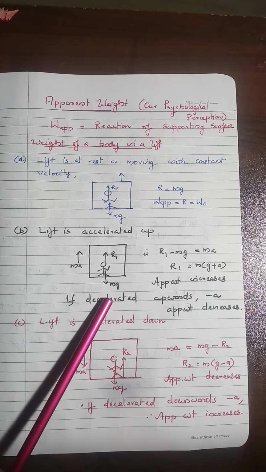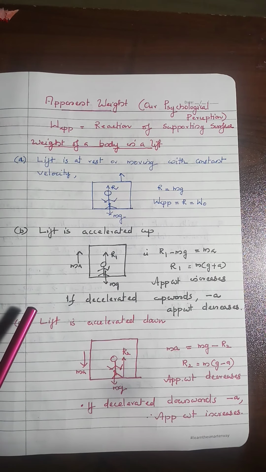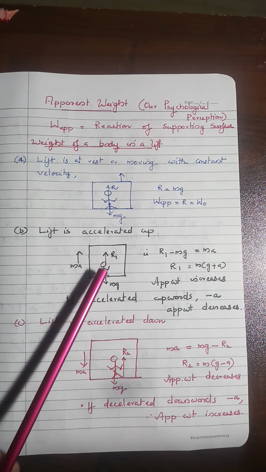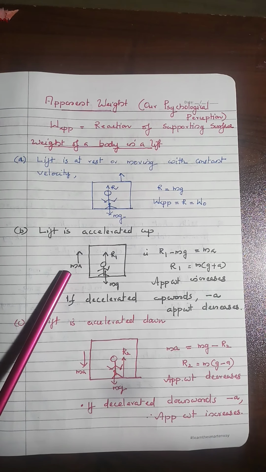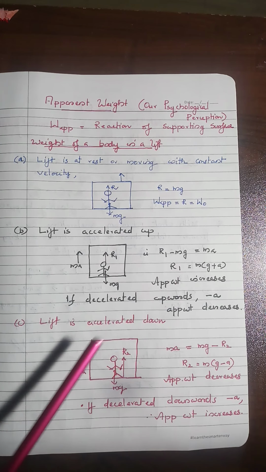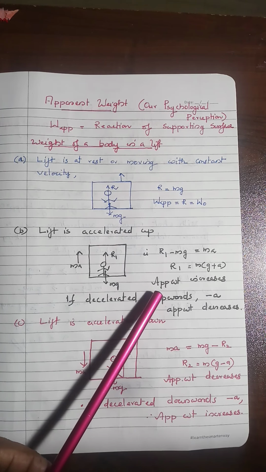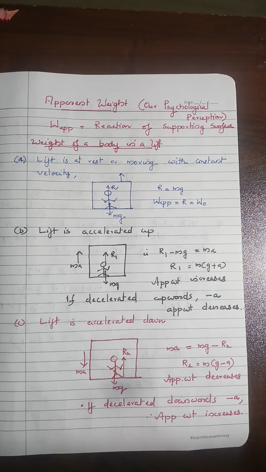But we know the weight is there, the reaction is upward. So we can write R1 minus mg equal to ma. And hence we get the value R1 equal to m into (g plus a). We know the apparent weight is the reaction of the supporting surface. The apparent weight increases.